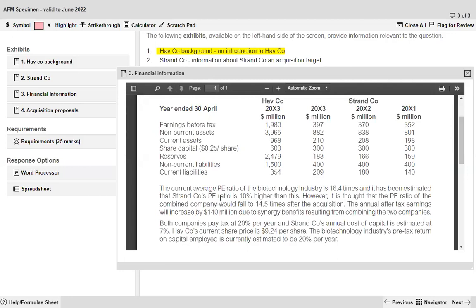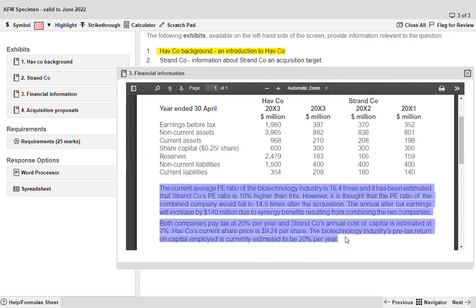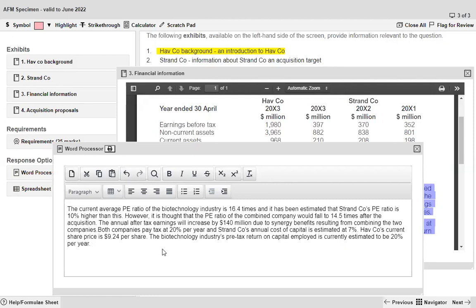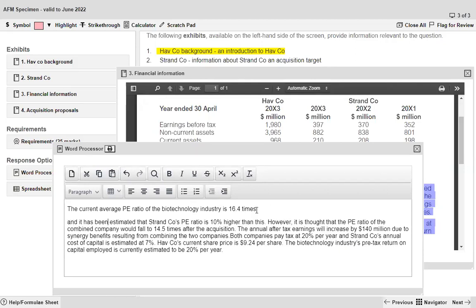Now, the current average P/E ratio of the biotech industry is 16.4 times. And it has been estimated that Strand company's P/E ratio is 10% higher. What I'm doing right now is that I have copied this information and put it here. I'll just pick out the key information from here. The current average P/E ratio is 16.4 times. Strand's P/E ratio is 10% higher than this.